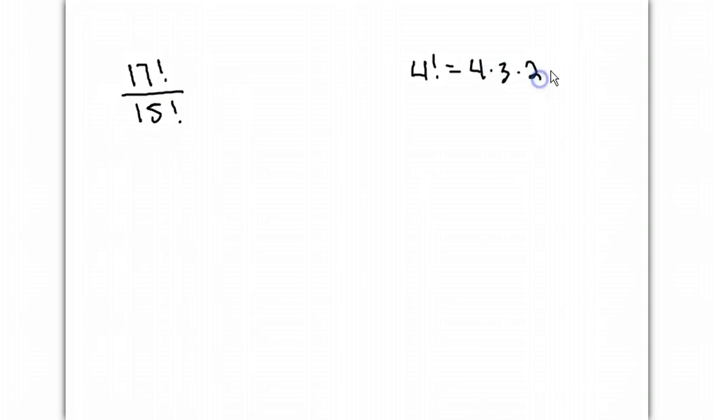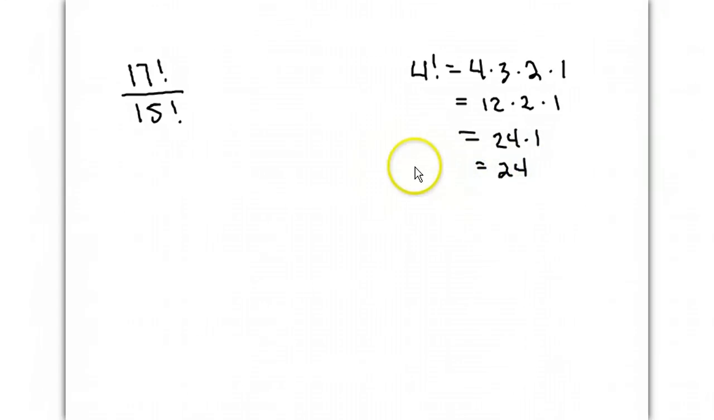Let's say we have a problem that says 17 factorial divided by 15 factorial. I know some of you are wondering what a factorial is. Well, let's go through this little mini lesson. 4 factorial, for example, is 4 times 3 times 2 times 1, which will be 12 times 2, multiplying everything 2 at a time, 24 times 1, which comes out to 24. So 17 factorial will be 17 times 16 times 15 all the way down to 1. So factorial is essentially a big number.